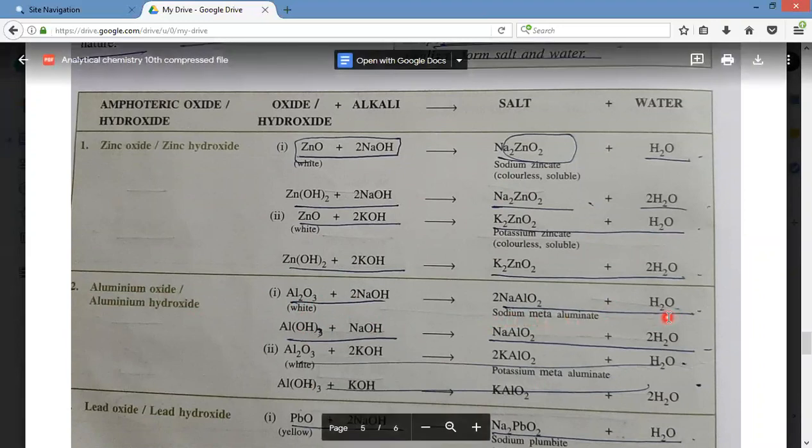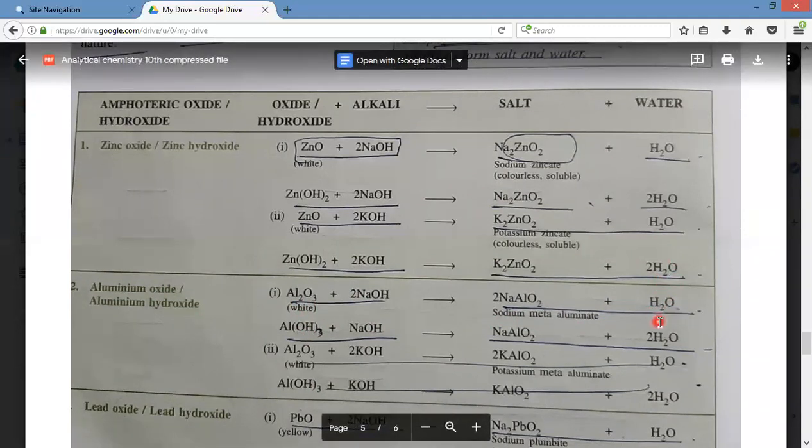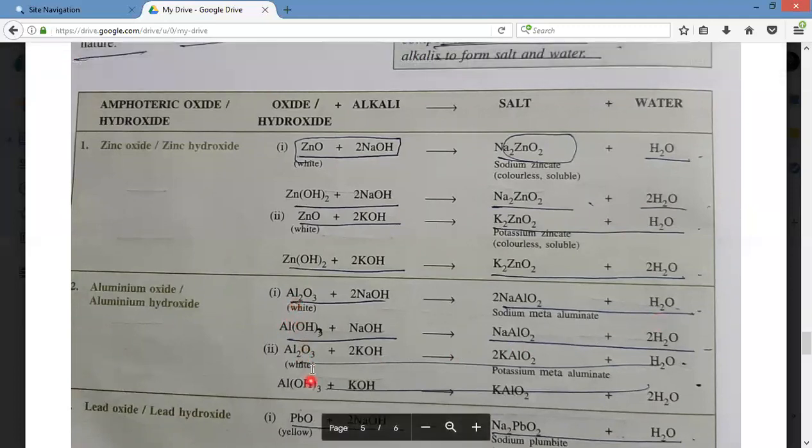What is the difference between this table and the previous table? The difference is the formation of water here. There the formation of hydrogen gas was there, but in that table only the metal was there. Here the oxides and hydroxides are there.